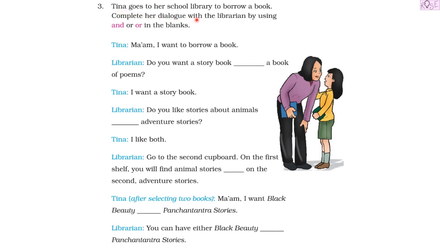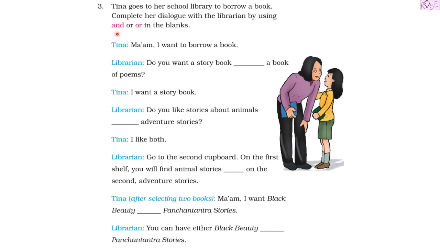Tina goes to her school library to borrow a book. Complete her dialogue with the librarian by using and or or in the blanks. So we have to choose between and or or. Okay, so where do we use and and where do we use or?